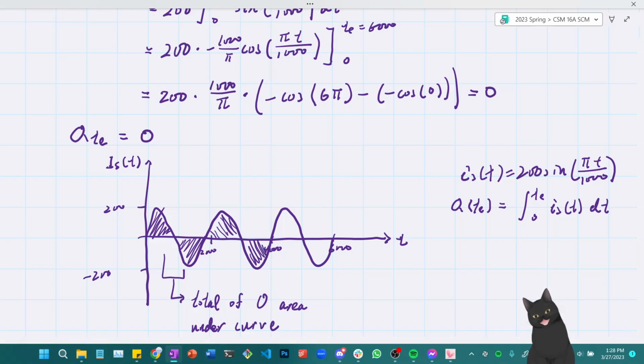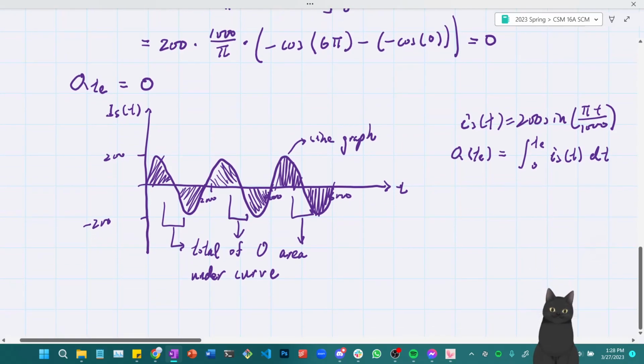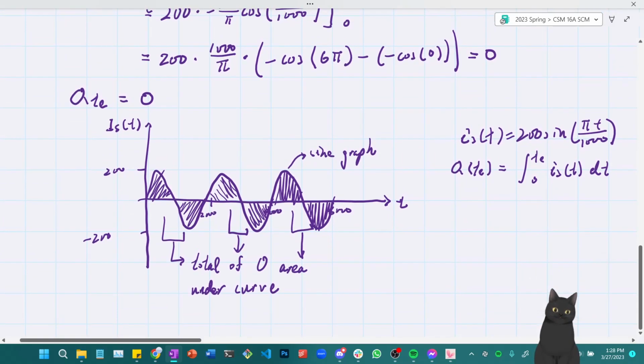And I can see the same thing happening for the area under the curve between 2,000 and 4,000. Finally, I can see the same thing happening for the curve area from 4,000 to 6,000. So the total area under the curve is 0. And once again, this is because this is a sine graph. So either way, we get that the total amount of charge after 6,000 seconds would be 0.